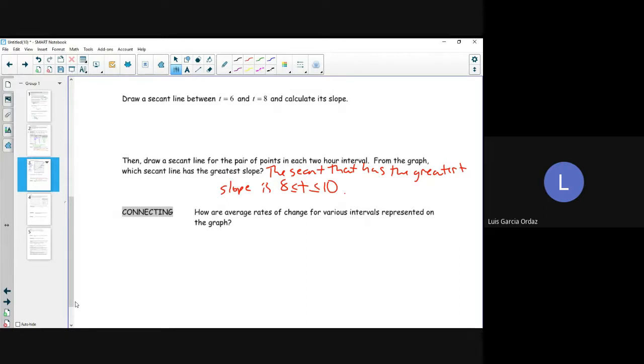And connecting, how are the average rates of change for various intervals represented on the graph? These changes are represented by secants.